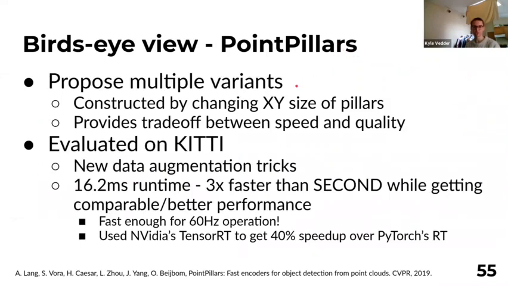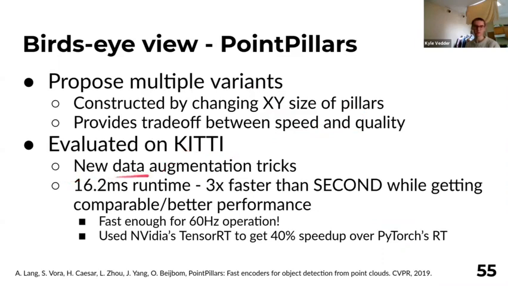So in this literature, looking now at the literature as opposed to the method, they propose multiple variants, and they do this by changing the XY size of the pillars. This allows for a trade-off between the speed and quality that we talked about before. And again, they also evaluate directly on KITTI.